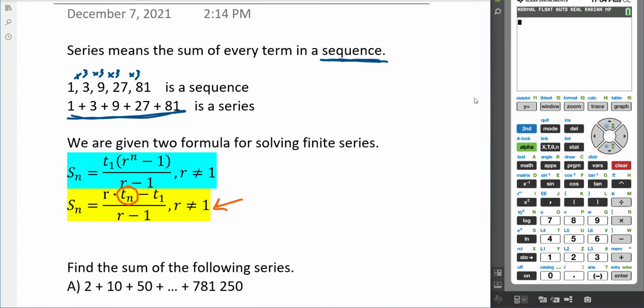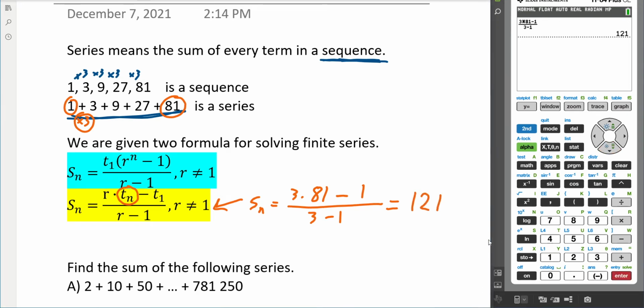Well, because I have this Tn term, which is our last term. So if I have that, I can simply write down everything else. Notice that our R value is to multiply by 3. So 3 times 81 minus T1 is this 1, over R, which is the 3, minus 1 down here. And we can either try to start working that out in our heads, or we can begin to plug that in and straight away get our answer.